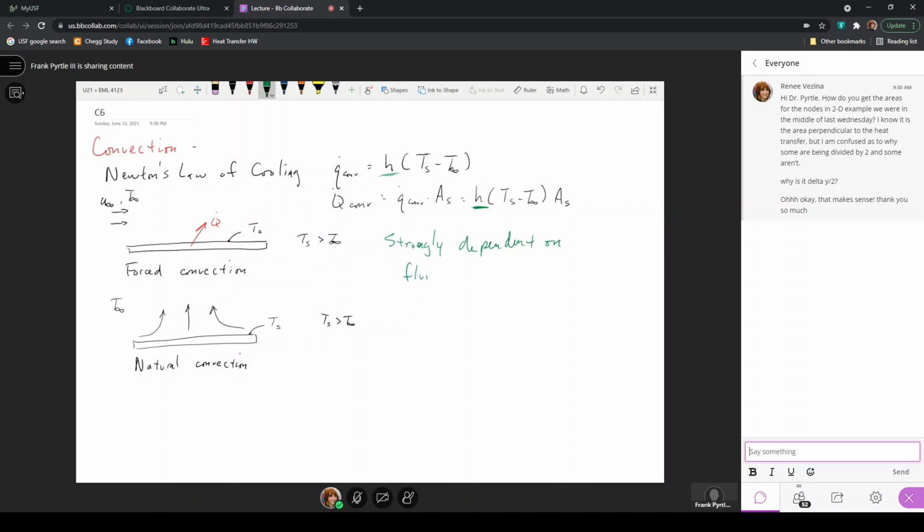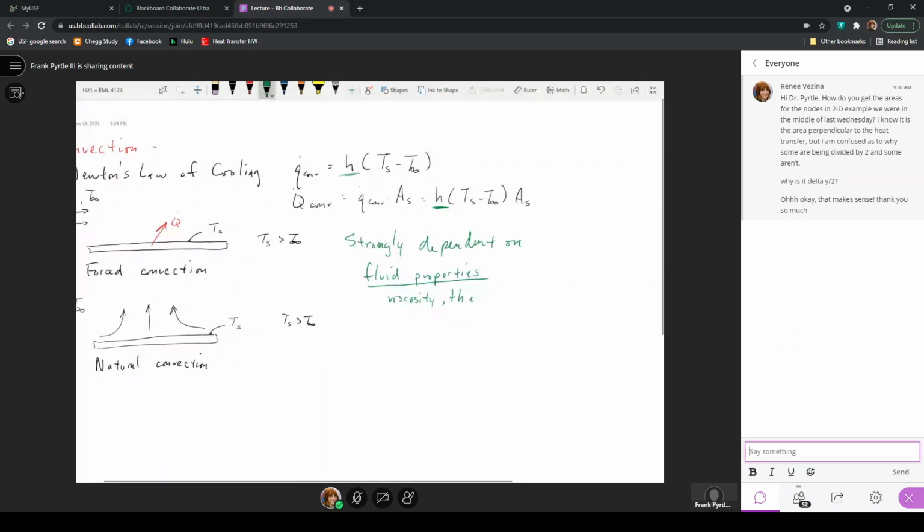So when we are considering convection, it is strongly dependent on fluid properties, where the fluid properties that have the greatest effect on the heat transfer are going to be the viscosity, the thermal conductivity, the density, and specific heat.